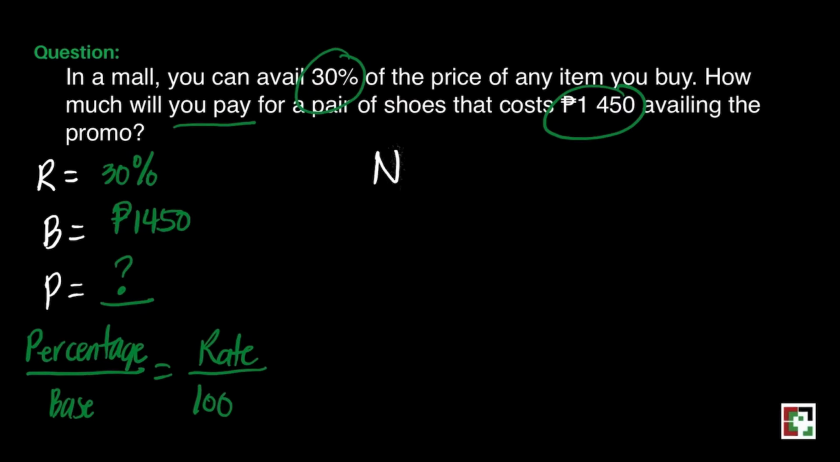Percentage over base is equal to rate over 100. Then we will just substitute. Our n here is the percentage or the amount that we have to pay. Our base is 1,450, or that's the original price, and the rate here is 30%.